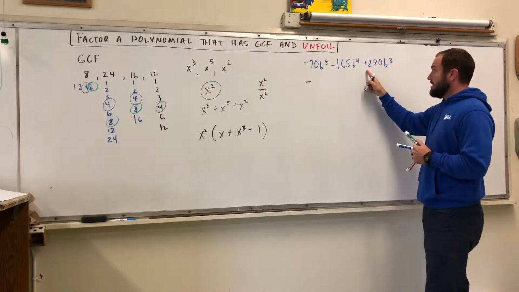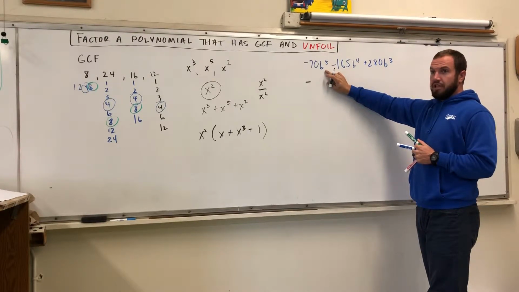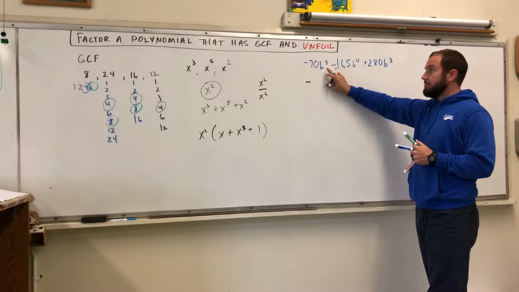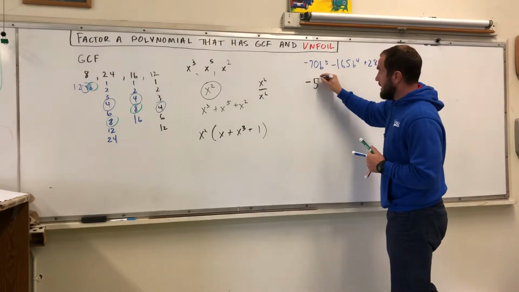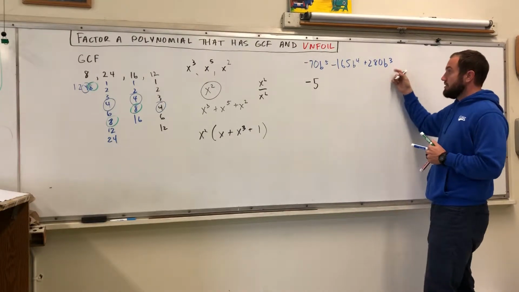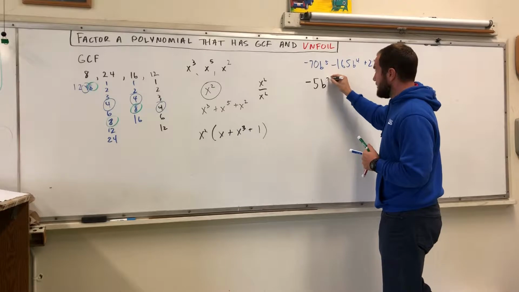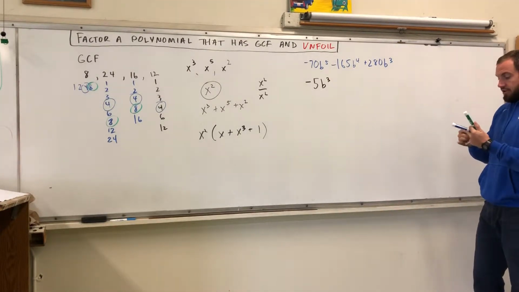Now these are negative, so if I want my leading coefficient and my highest degree term to be positive, I may want to factor out a negative number. So I have the 5. Now I also look at the b's. I have b to the 5th, b to the 4th, b to the 3rd. So my greatest common factor amongst these three terms is negative 5b to the 3rd.